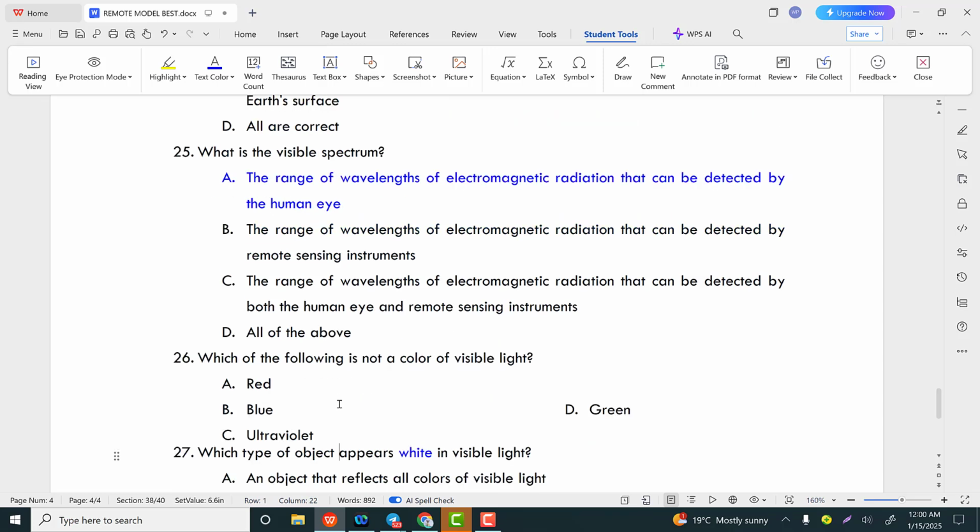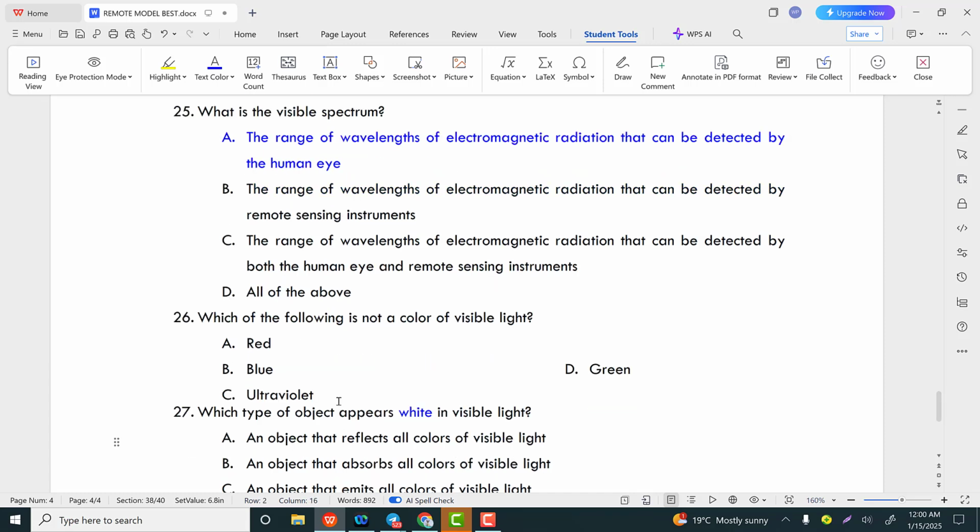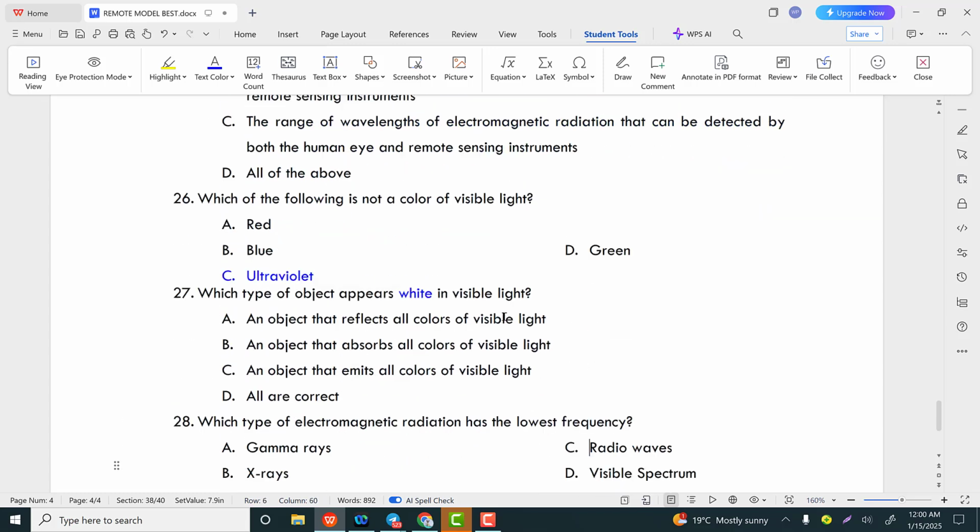26. Which of the following is not a color of visible light? A. Red. B. Blue. C. Ultraviolet. D. Green. The answer is UV ray or ultraviolet ray. Red, blue, and green are visible colors, and ultraviolet ray is a short wavelength ray.